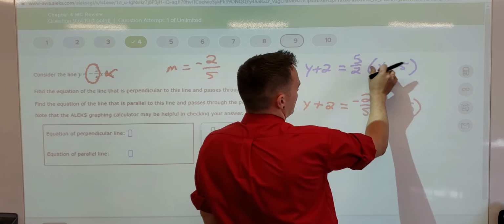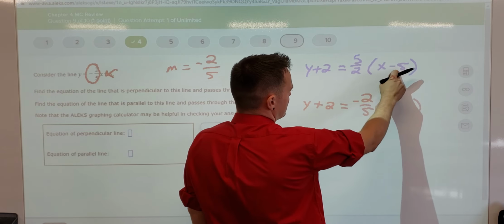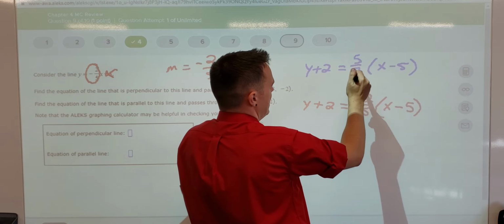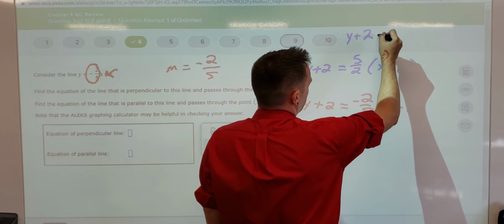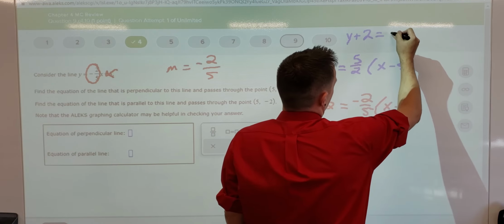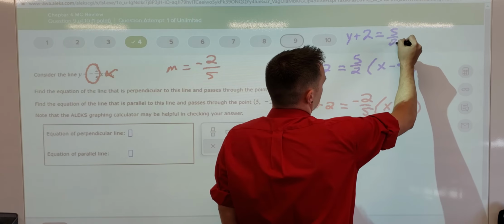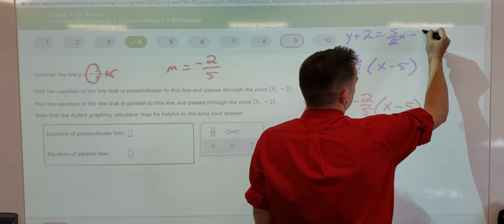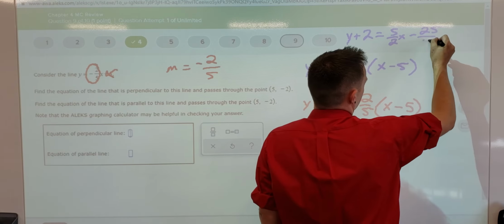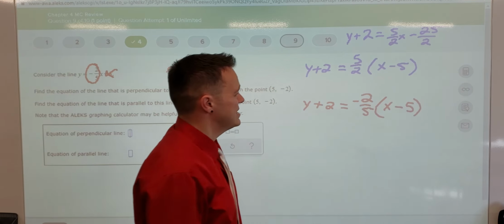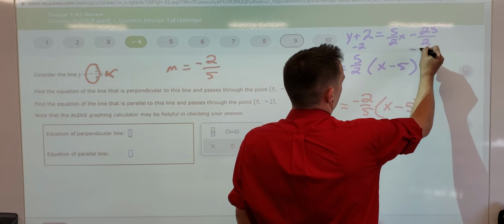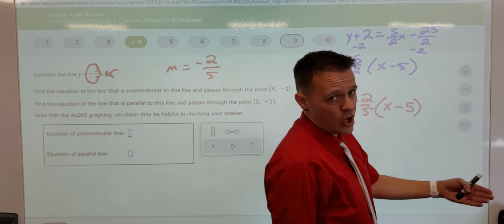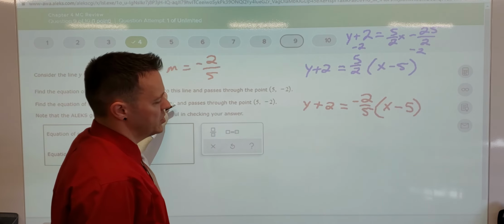So on this one here, this is going to get a little crazy because 5 times 5 is 25. You divide that by 2, so I'm going to go above it: y plus 2 equals 5 over 2x, and it's going to be minus 25 over 2. I realize that it's getting crazy. Subtract both sides by 2, and you're going to actually give an even larger number. That's what you would put in here.